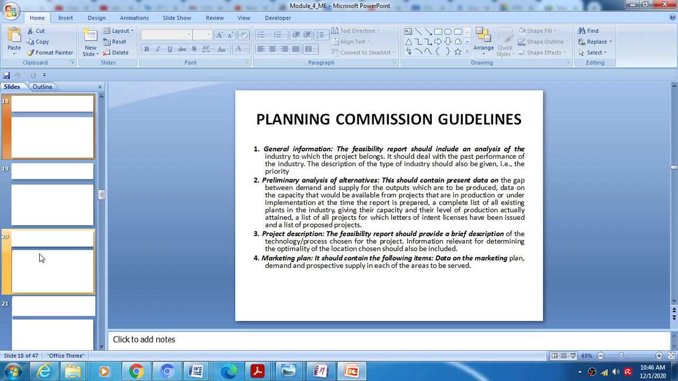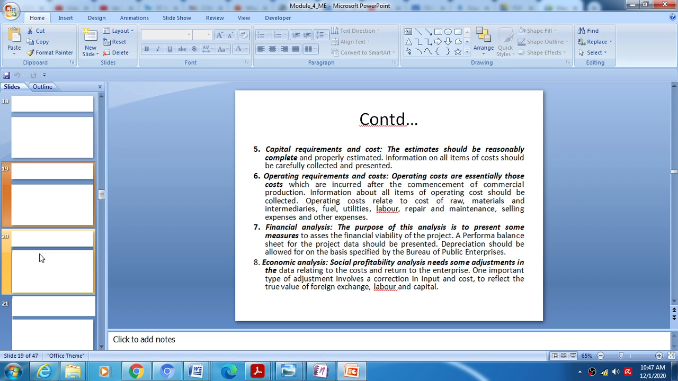It should contain the following items: data on the product, marketing plan, demand and prospective supply in each of the areas to be served. So basically, how are you going to market your product? Who are your distributors? How do you market your product in the market, and how are you going to attract the consumers or the customers or the end users, and make them buy your product? Those strategies again have to be discussed in the project report.